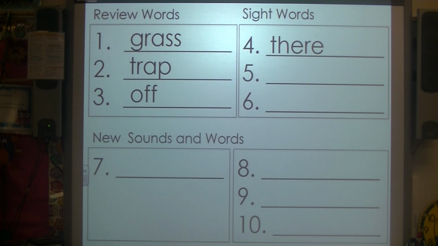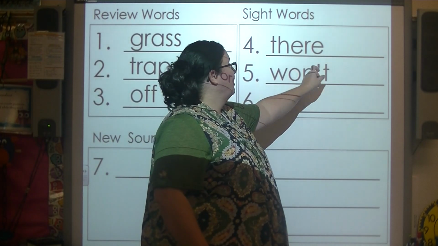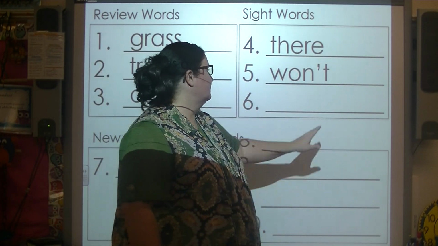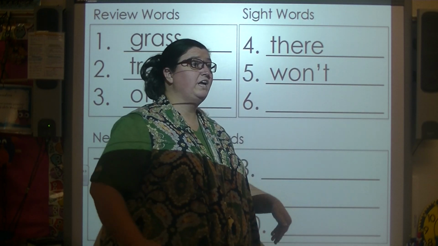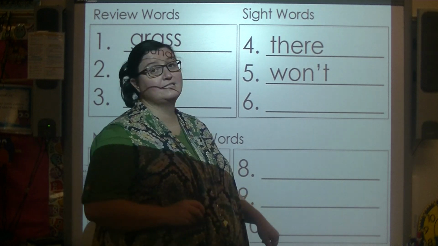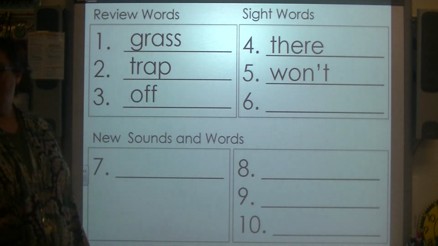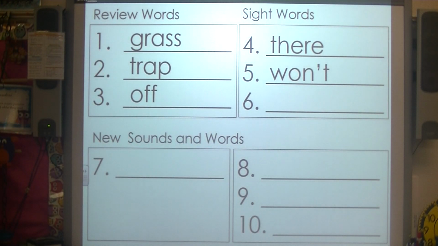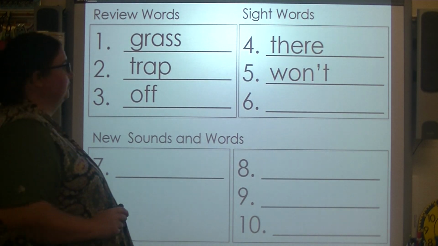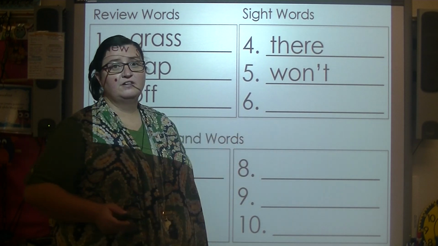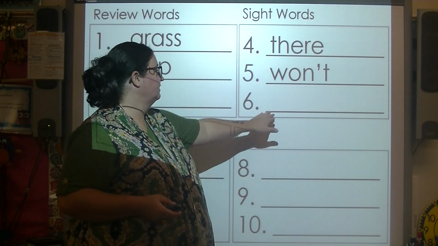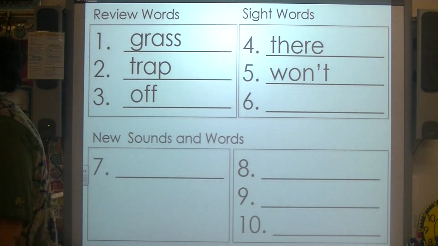All right, let's check our work. Won't. W-O-N apostrophe T. Apostrophe fills that space. All right, remember, won't is a rule breaker because it came from the 2 words will not. That's what makes it a sight word. And number 6, would. I would love to go fishing. Spell would on number 6.